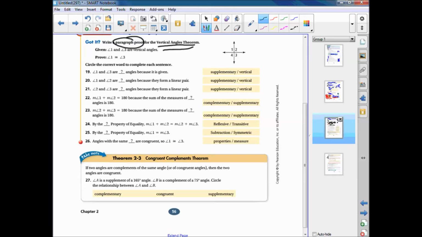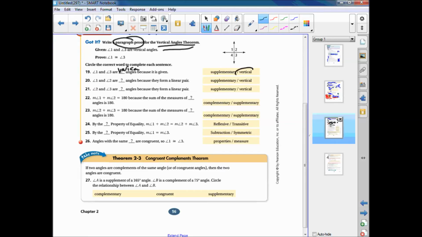That just means we write a bunch of sentences and we use the thing on the left side, the statement, and the thing on the right side, the reason, to write the sentence. So we just take the paragraph proof and put it together by doing the reasons and statements from a two-column proof. Okay. All right. So here's our first sentence. Angles 1 and 3 are vertical angles because it's given.